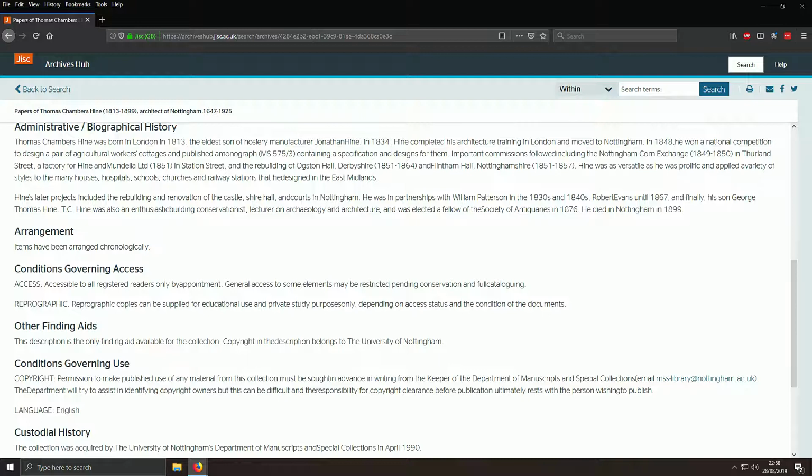Hine was as versatile as he was prolific and applied a variety of styles to his many houses, hospitals, schools, churches and railway stations that he designed in the East Midlands. There's a few mistakes here in this website, but I'm not going to complain. Hine's latest projects included the rebuilding and renovation of the castle, Shire Hall and Courts in Nottingham. He was in partnership with William Patterson in the 1830s and 40s, Robert Evans until 1867, and finally his son George Thomas Hine. T.C. Hine was also an enthusiastic building conservationist, lecturer on archaeology and architecture, and was elected a Fellow of the Society of Antiquaries in 1876 and died in 1899.